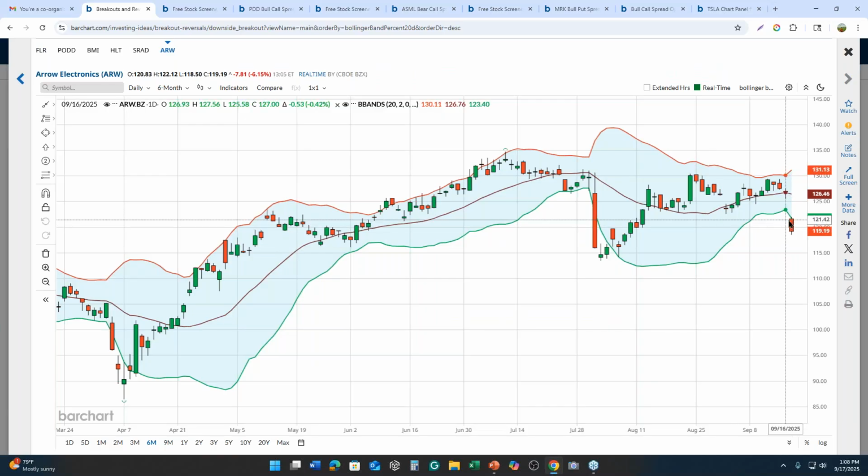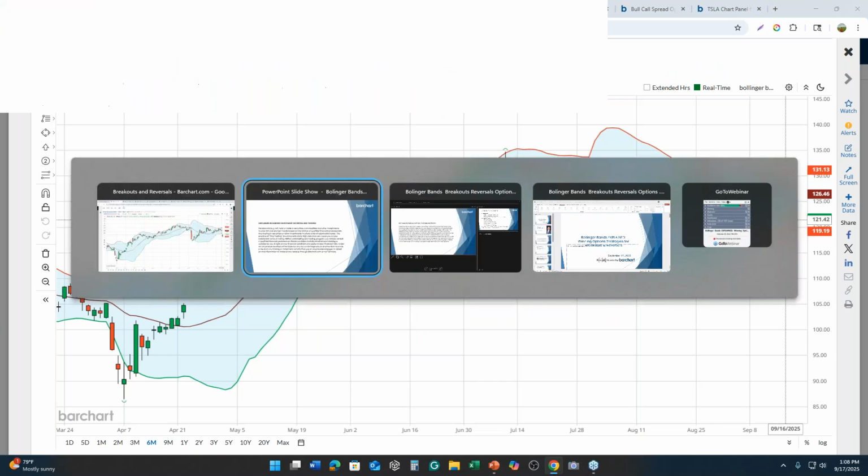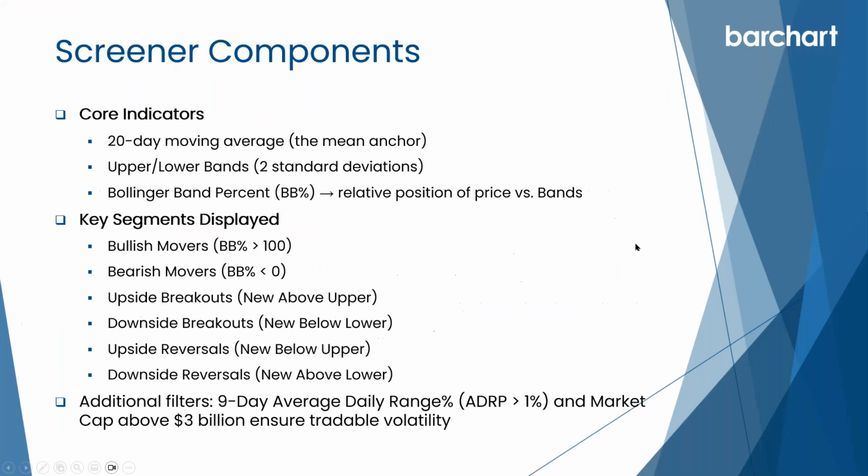All right, so let's just go back to some slides here for a moment, and let's build this out. The core indicators inside the breakout and reversal page are our 20-day moving average, our anchor mean, our lower and upper bands, our standard deviations, and that helps us define our Bollinger Band percentage, which tells us where price is positioned relative to our bands.